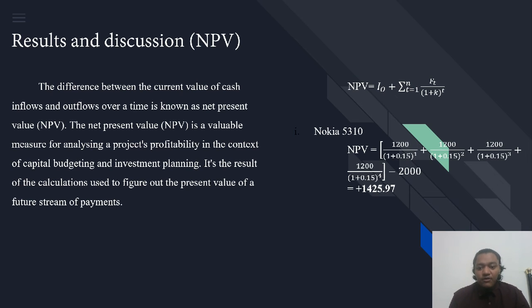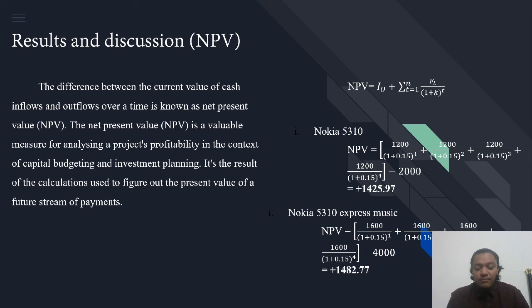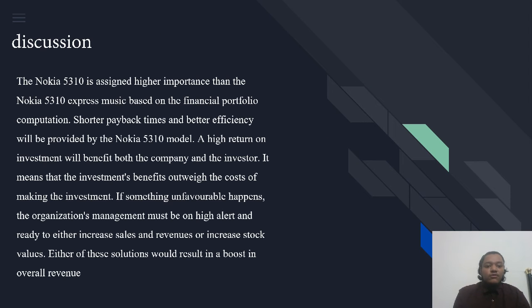Our first NPV value, the net present value of Nokia 5310, will be 14,025.97, and the NPV of Nokia 5310 Express Music will be 14,082.77. So as we can see here, the NPV of the Nokia 5310 Express Music is larger than the Nokia 5310. So now we will go to the discussion.